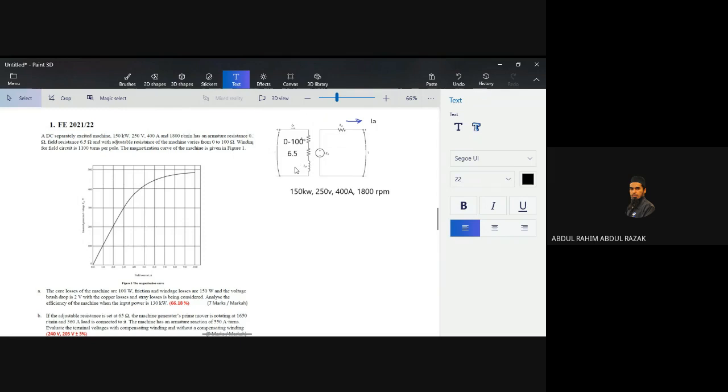Then for the field circuit, we have 1100 turns per pole. We key in all the related values into the circuit. What else? 250 volts DC separately excited. So 250 is the terminal voltage, because this VT here is our output.